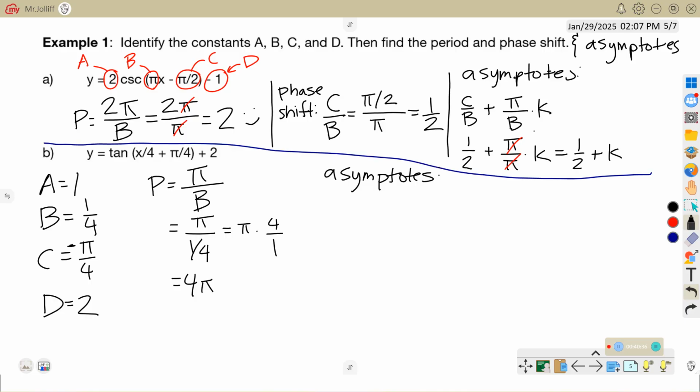So I'll start with the part I know. I know all of them have a horizontal shift of c over b plus. And the question, is it pi over b or pi over 2b? Did tangent originally have asymptotes at the halves or at the wholes? If you're not sure, check your front page. Where were tangent's original asymptotes? The odd, the halves, yeah.